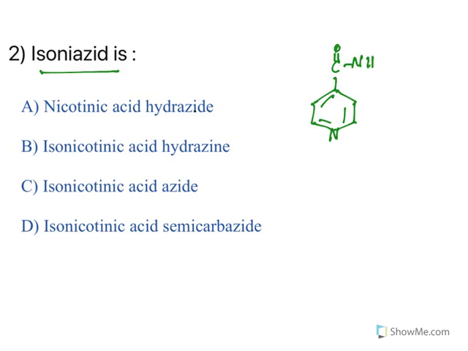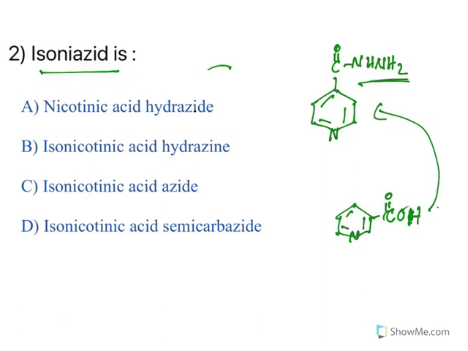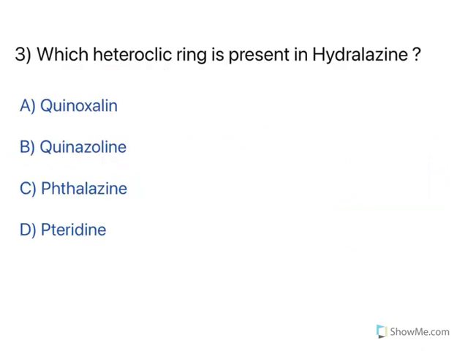Isonicotinic acid hydrazide. Normally the nicotinic acid structure is this one, with COOH. So this is an isomer of nicotinic acid. INH is a derivative of isonicotinic acid, and isonicotinic acid has this hydrazine group, so it is known as hydrazide. So this is isonicotinic acid hydrazide, and that is the structure of isoniazid. Okay, moving to the next one.